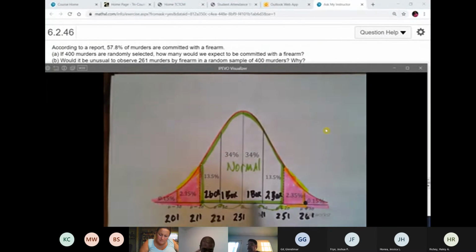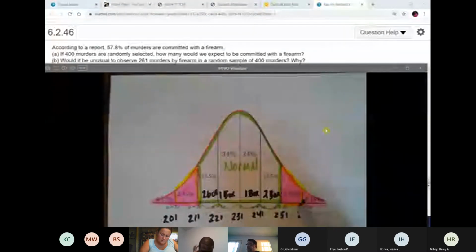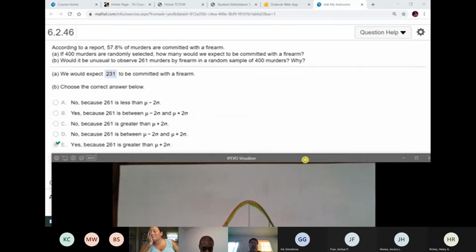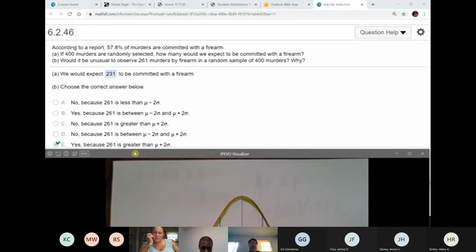That's the same thing as saying 2 standard deviations. It falls outside of 2 boxes. It falls outside the green. The green is 2 standard deviations to the right and 2 standard deviations to the left. That's the green area. Now, when you read this right here, that E right there says yes, because 261 falls outside the green area. That's what 2 standard deviations mean. This right here means the green area.